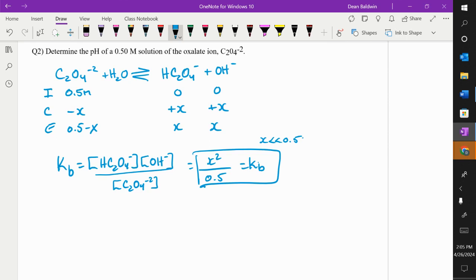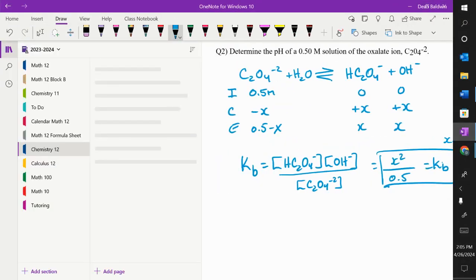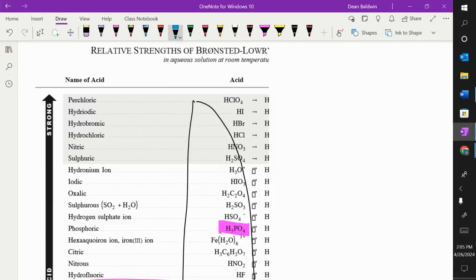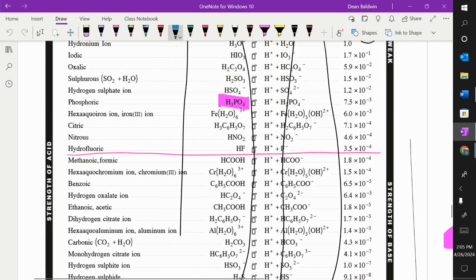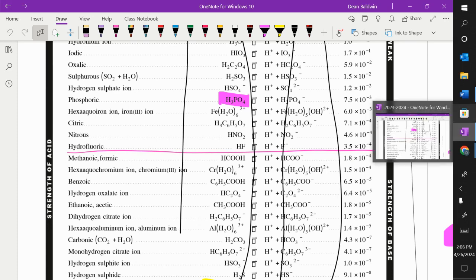And what Ka are we going to look up? Yeah. So the Kb is when it's accepting a proton going this way. But if you look at it from the reverse process, this is the Ka expression of HC2O4 minus, right? So if we go to our data package, there it is right there. Hydrogen oxalate has a Ka of 6.4 times 10 to the minus 5.